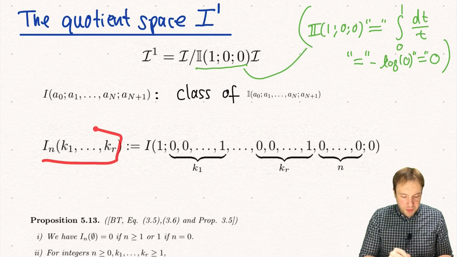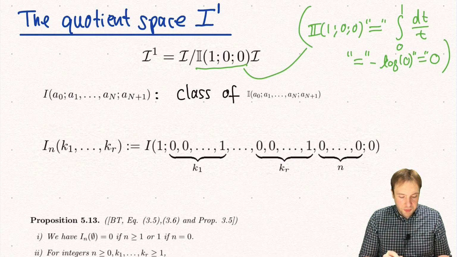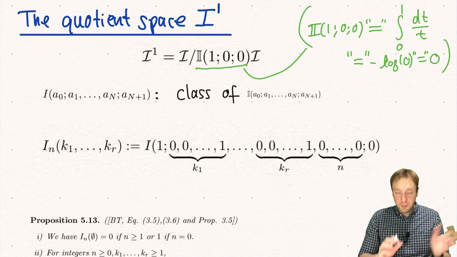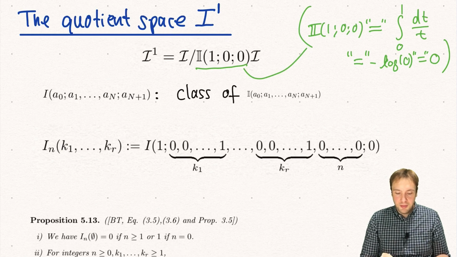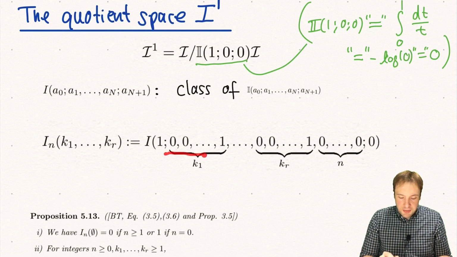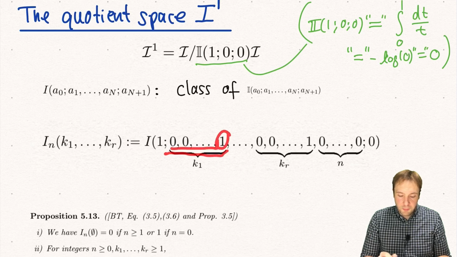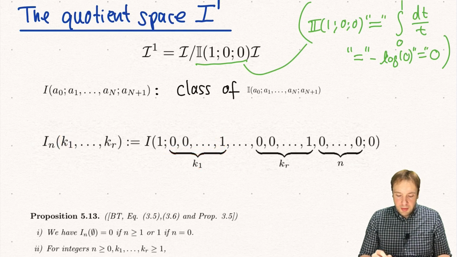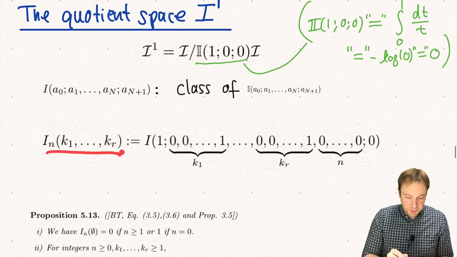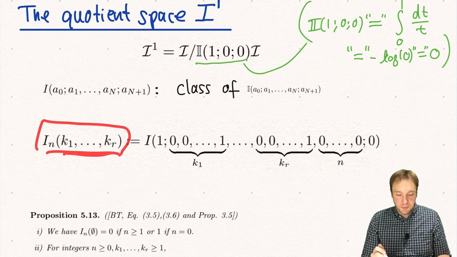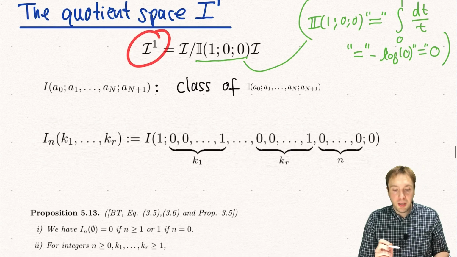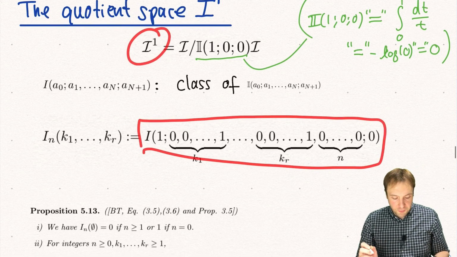And further, we introduce this notation here. So if we have an iterated integral starting at 1 and ending in 0, so every iterated integral can be written like this, because we can reverse the order, or otherwise it's 0 if start and end point are both 1 or both 0. And then we can say here that if I start with k minus 1 zeros and I have 1 here, then this is, I say, k1. And then in the end, I have n zeros here. And this we denote by I_n(k1, up to kr). And yes, any element in this I1 can be written in this form here.